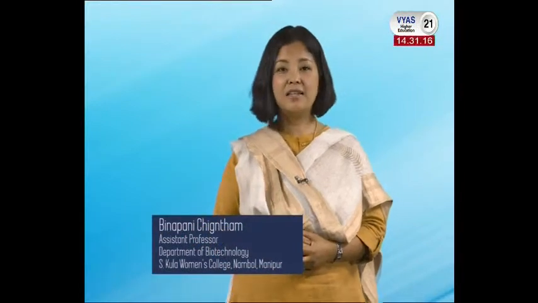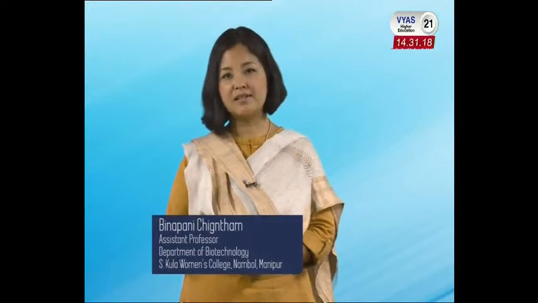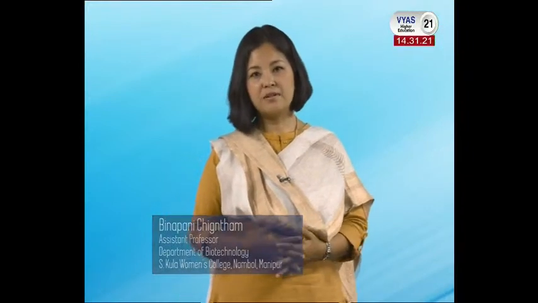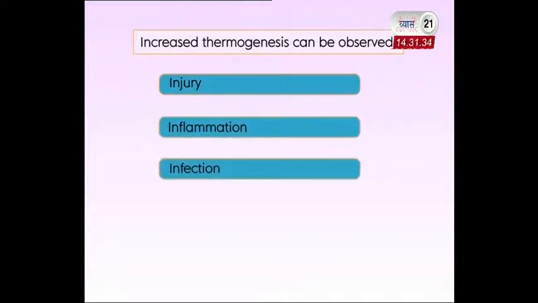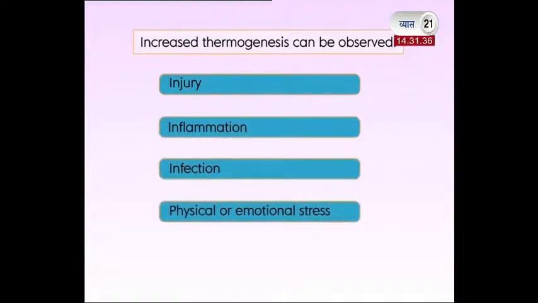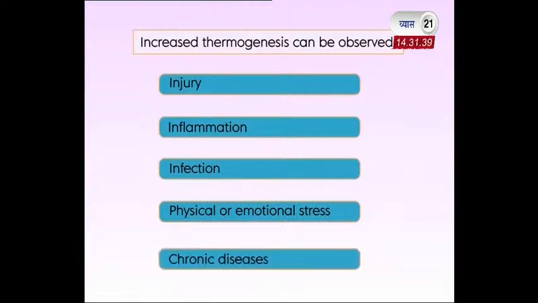Thermogenesis can be literally defined as production of heat in organisms. It is an important physiological process as well as a normal byproduct of metabolic processes. Increased thermogenesis can be observed following injury, inflammation, infection, physical or emotional stress, and in certain chronic diseases such as malignancy. Thermogenesis is also a primary effector of thermoregulation in homeotherms and an important mediator of fever.